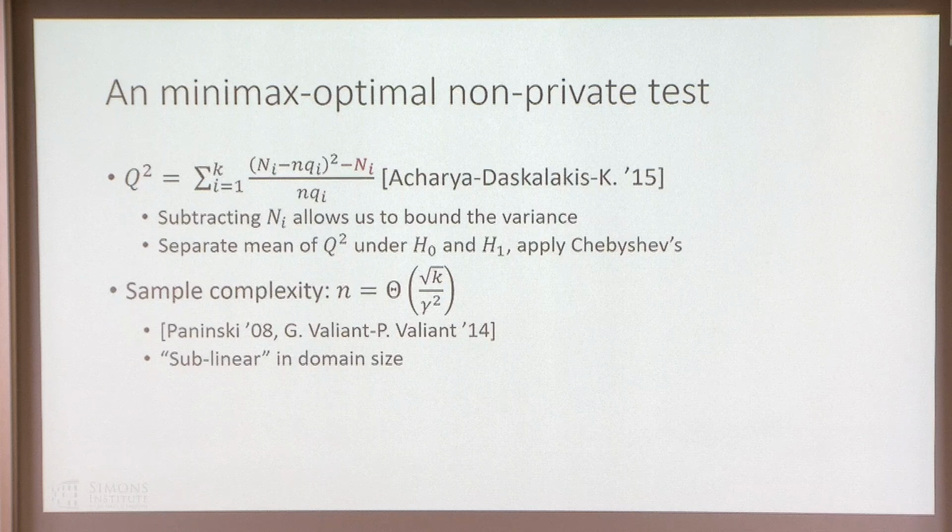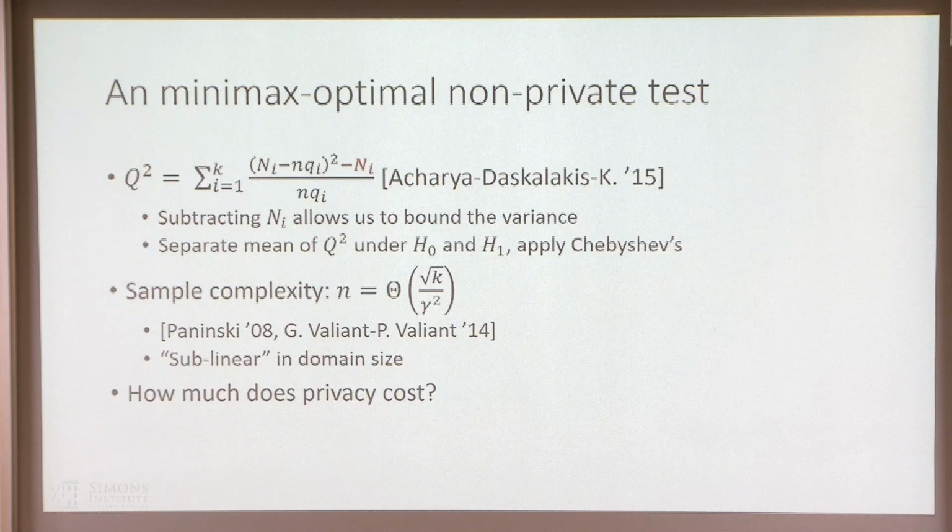And this was the first optimal test that was also proven before. The lower bound is due to Paninski, and the upper bound is due to Greg and Paul Valiant, who are sons of Les Valiant, if you've been paying attention. So yeah, father in more than one way. Anyway, so the sample complexity of the problem non-privately is root of the domain size over gamma squared.